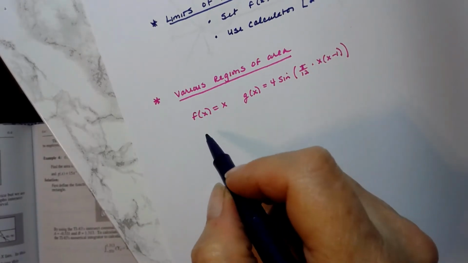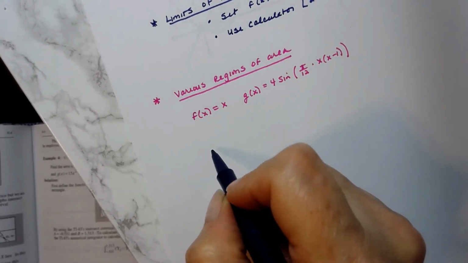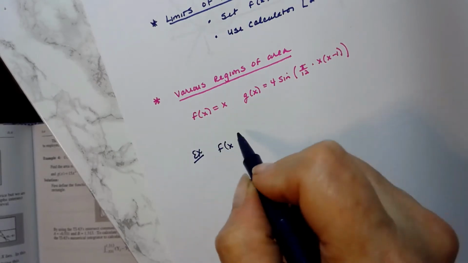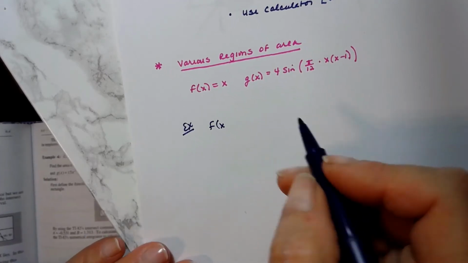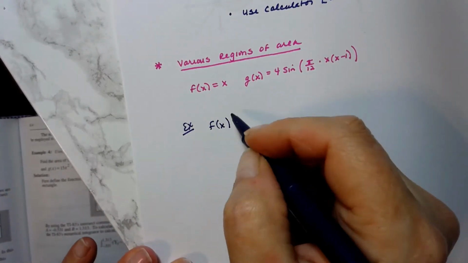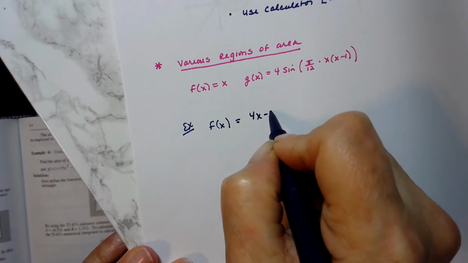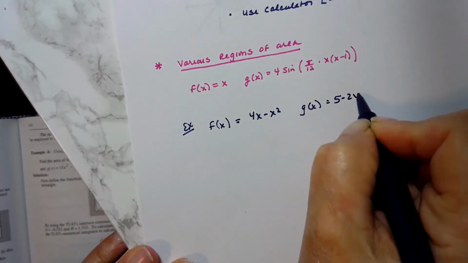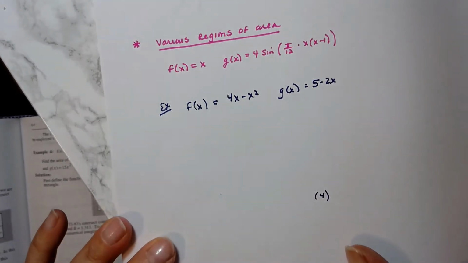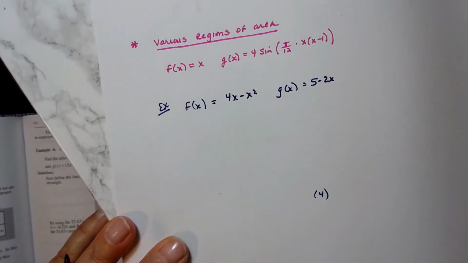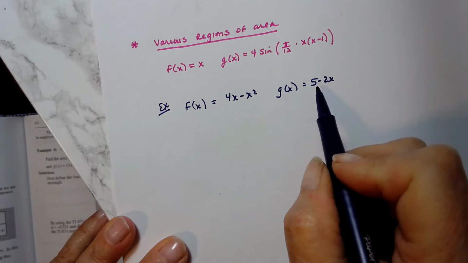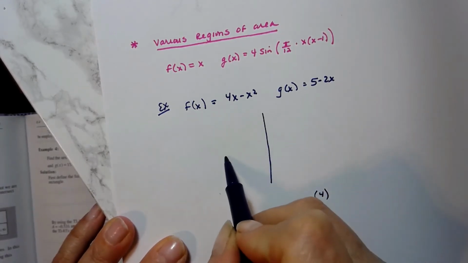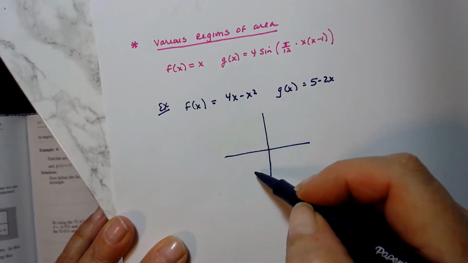We want to find the area of the region bounded by f of x equals 4x minus x squared, and g of x equals 5 minus 2x. I know this is an upside down parabola, and this is a linear function with a negative slope.